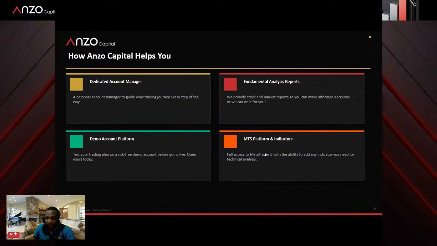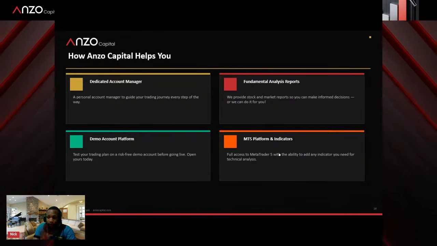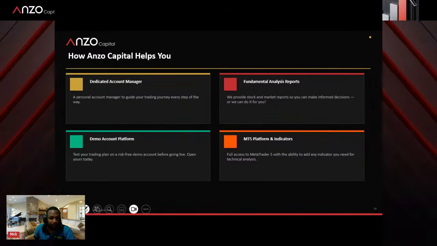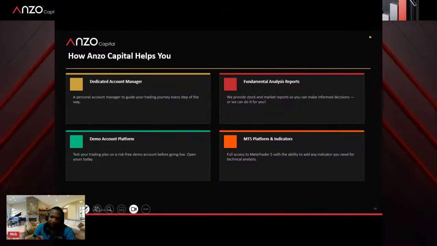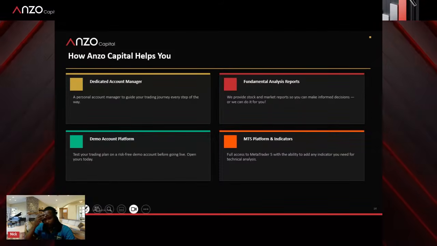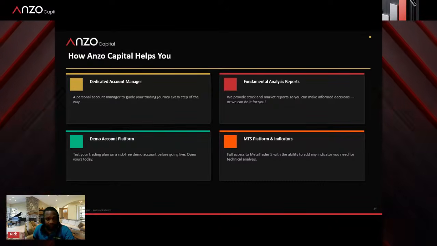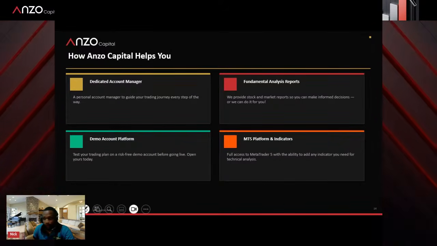All right. MT5 platform and indicators as well. We have a lot of indicators. We're going to be doing a whole session for indicators, so don't worry about them. We're going to talk about the moving average, the RSI, the Bollinger Bands, the Ichimokus and stuff. We're going to talk a lot about them. All right, the ADRs and stuff. We're going to talk about all of them.